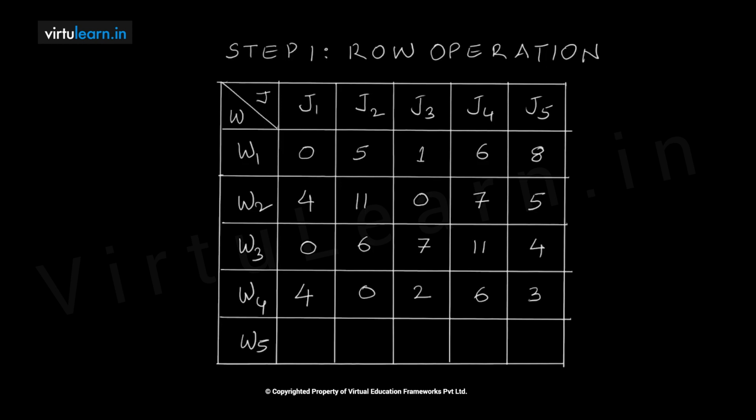Then the fifth row, that is the W5 row. In this, the lowest element is 9. So 16 minus 9, 7; 18 minus 9, 9; 13 minus 9, 4; 14 minus 9, 5; and 9 minus 9, 0. So this is what we call the row operation. Once we finish this row operation, we will proceed to the next step.